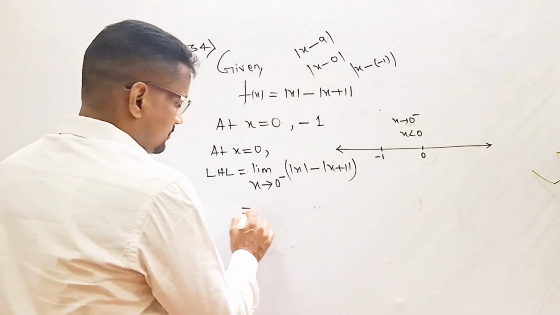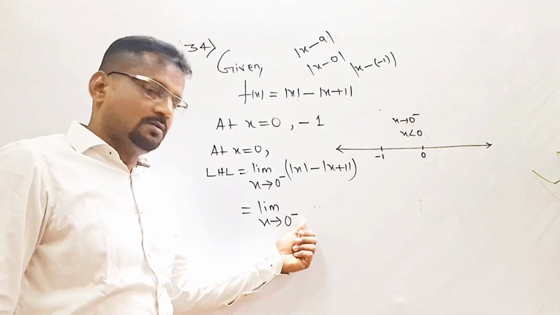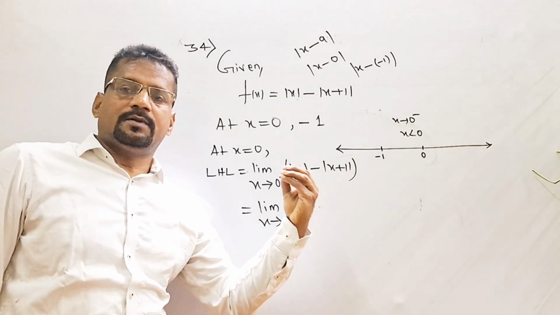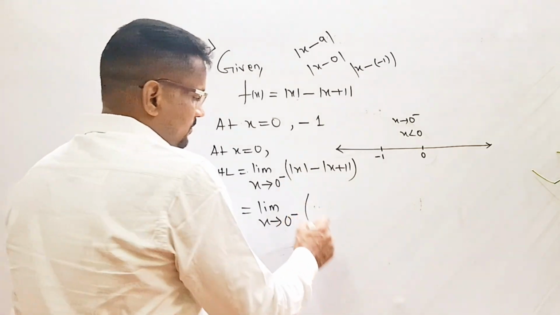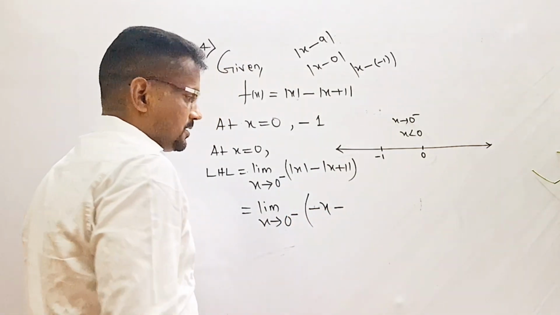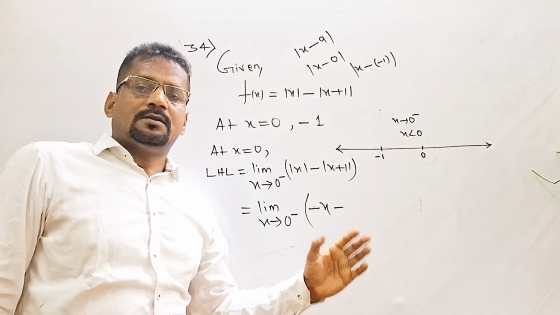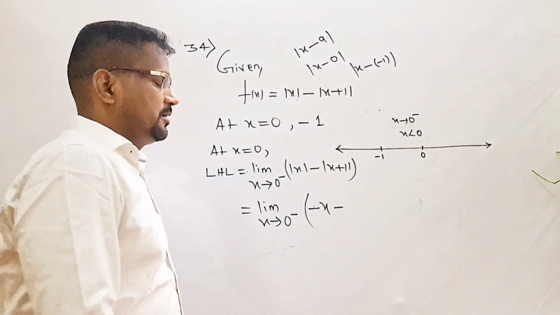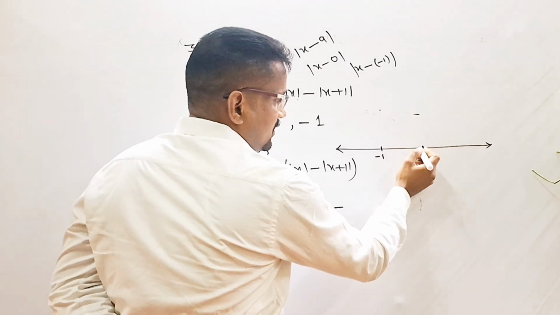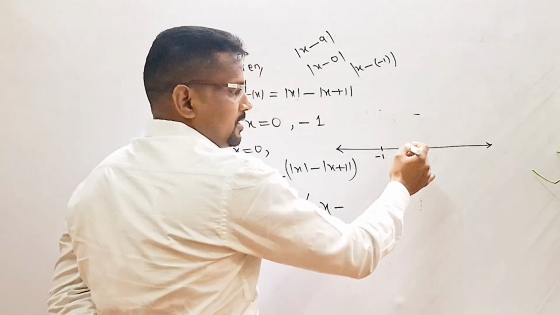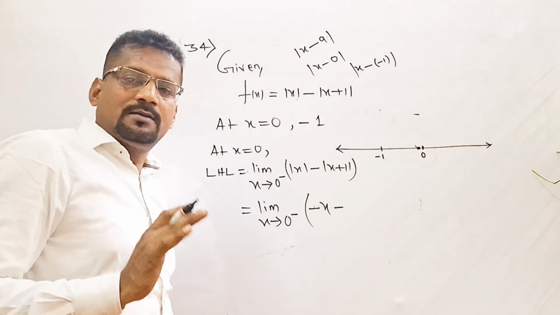Now you see, limit x tends to 0 negative. Don't get confused about this symbol. 0 negative is just a representation that the value of x is just smaller than 0. As x is less than 0, from here you will get minus x. Minus, what about x plus 1? x is just less than 0, then x plus 1 will be greater than 0. That means when x is just less than 0, somewhere here is the value of x, and you are adding plus 1, so it will go to the right side of 0. So x plus 1 is greater than 0.